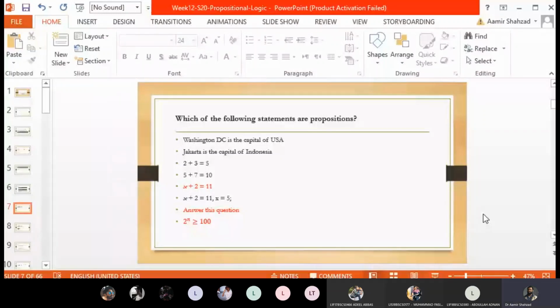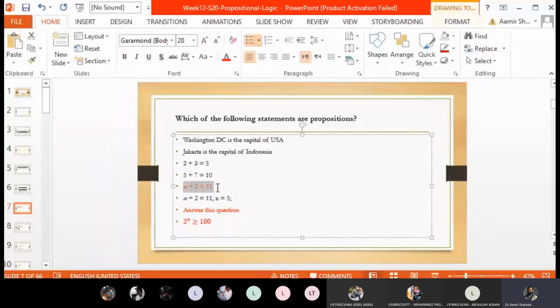How about this one? x plus 2 is equal to 11. Is it a proposition or not? x plus 2 is equal to 11. Actually, we cannot say it's true or false unless we know the value of x. If the value of x is equal to 9, in that case it's true. If the value of x is something other than 9, then it is false.